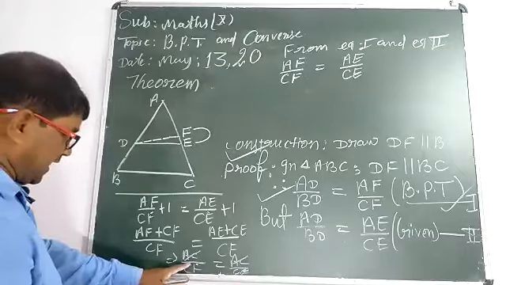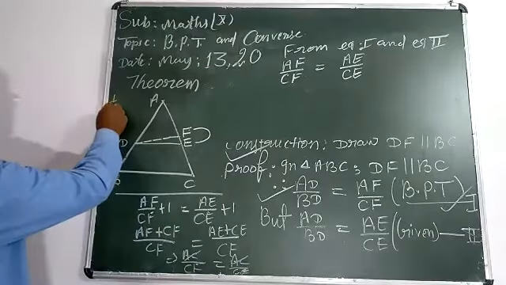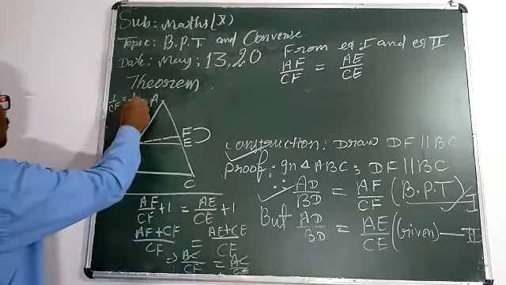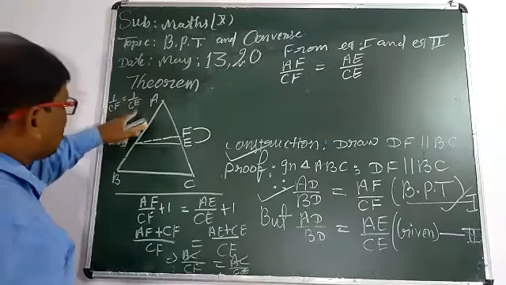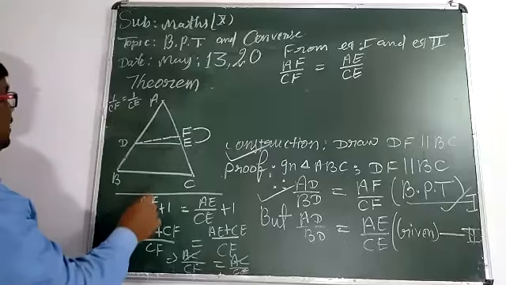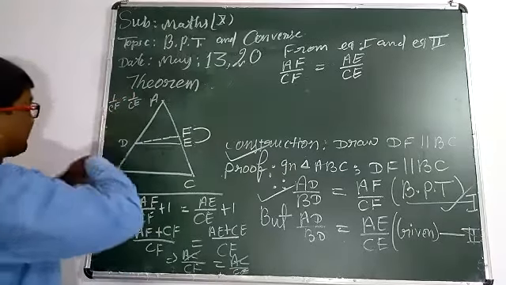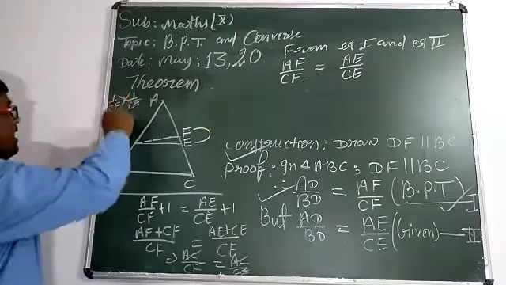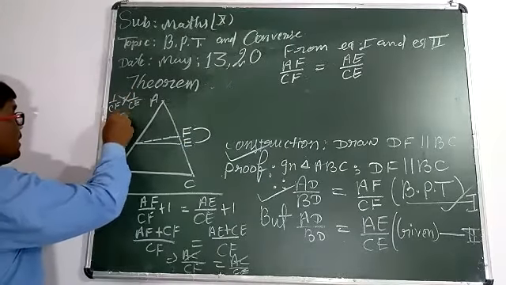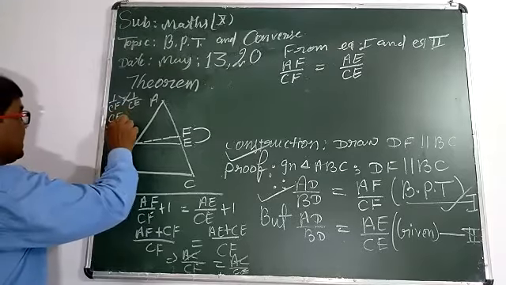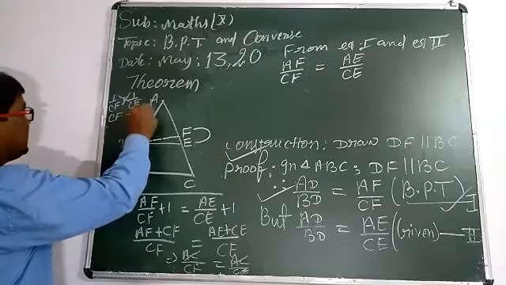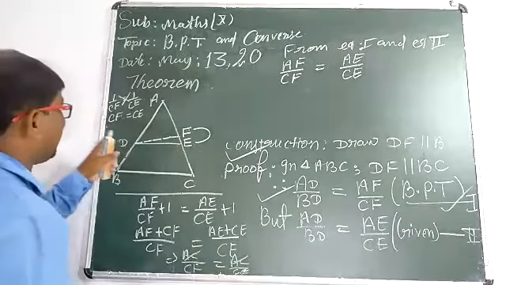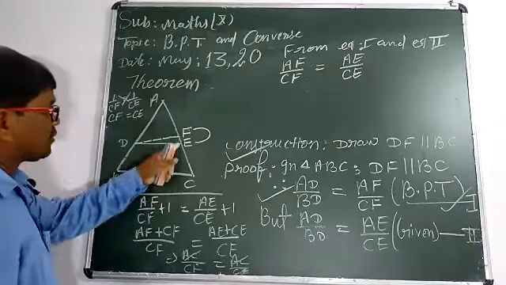So you will write 1 upon CF equal to 1 upon CE. This is your equation. Now you try to simplify it. You should cross multiply, and in cross multiplying you will get CF equal to CE. CF equal to CE.